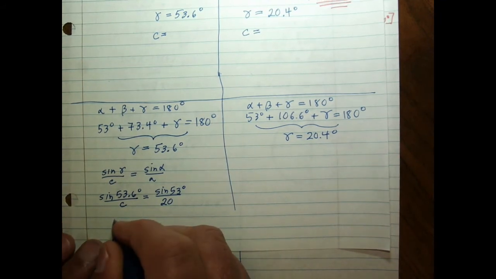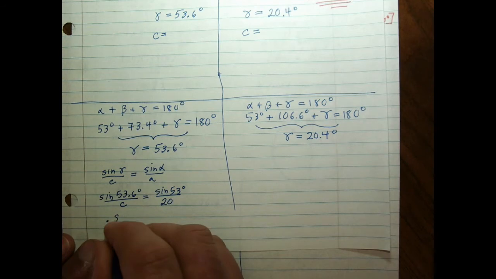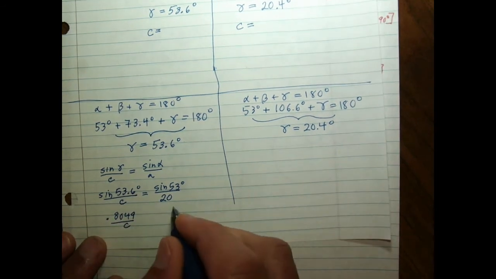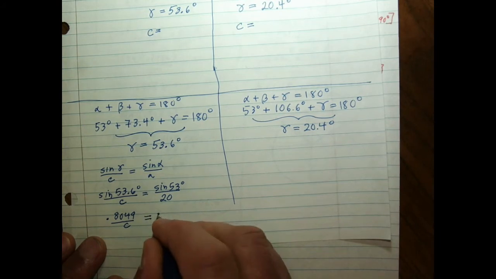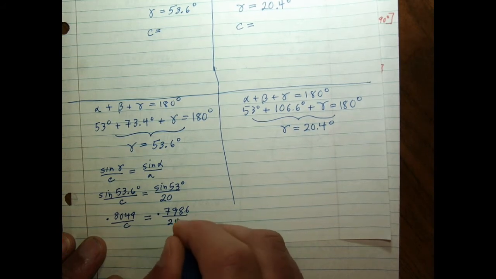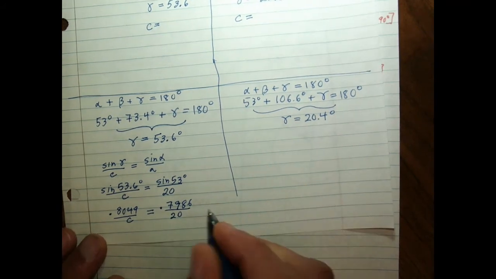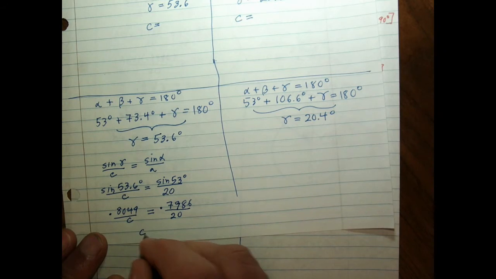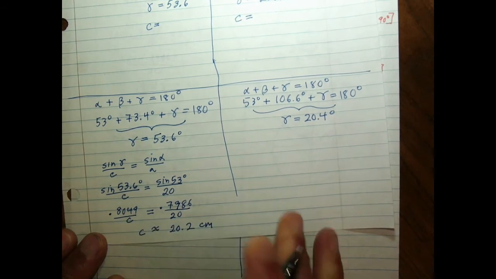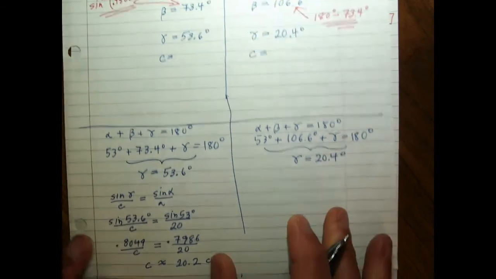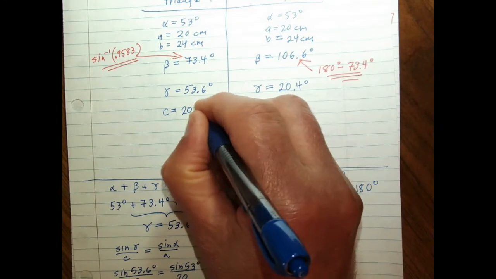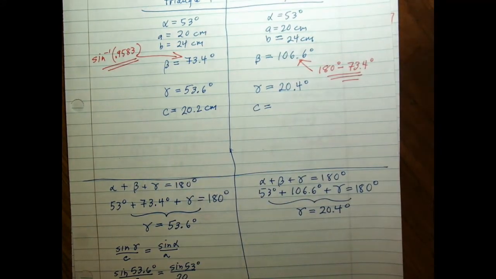Sine of 53.6, so that's 0.8049 over C equals 0.7986 over 20, and solve for C. I'm not going to write out the steps here. I get that C is about 20.2 centimeters in that case. So for my first triangle possibility, C is about 20.2 centimeters.